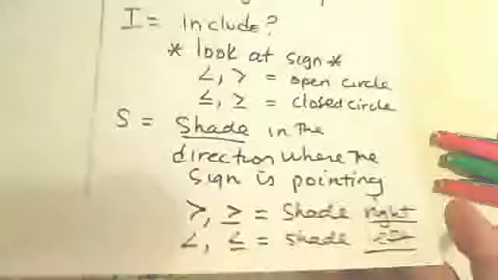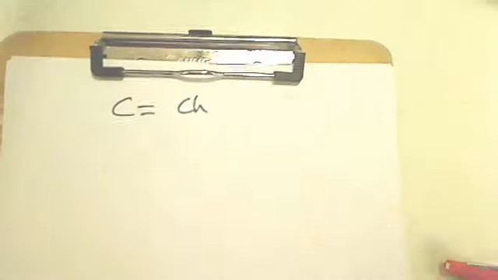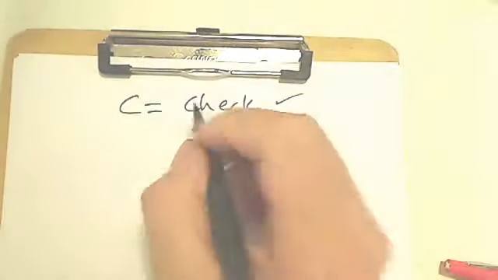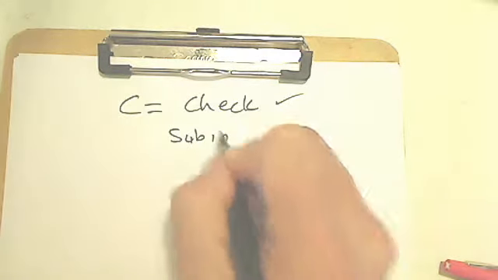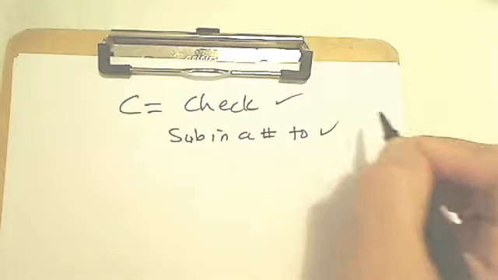Okay, and the C, who knows what C is? Close. How about check? C is for check. Sorry, what does that mean? Well, that means you substitute in a number. You sub in a number to check if it's correct.